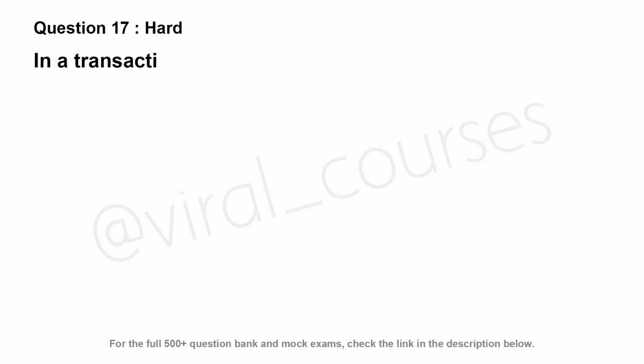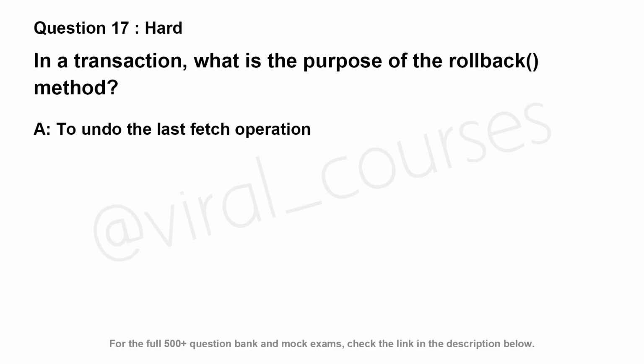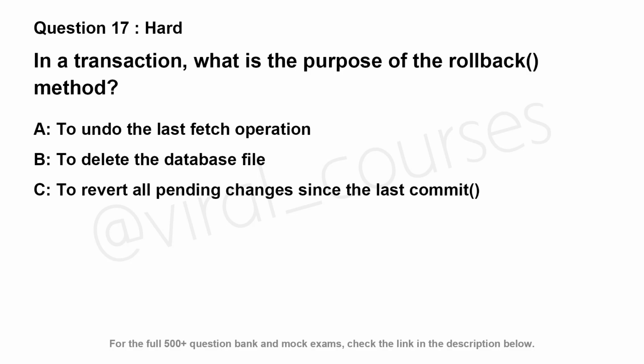In a transaction, what is the purpose of the rollback method? Option A. To undo the last fetch operation. Option B. To delete the database file. Option C. To revert all pending changes since the last commit. Option D. To restart the database server.